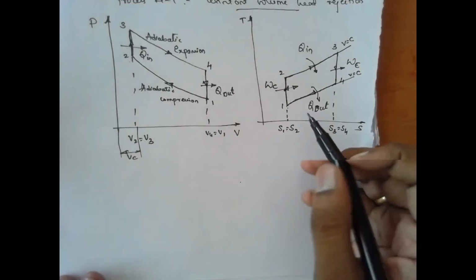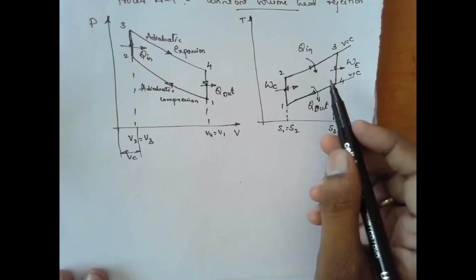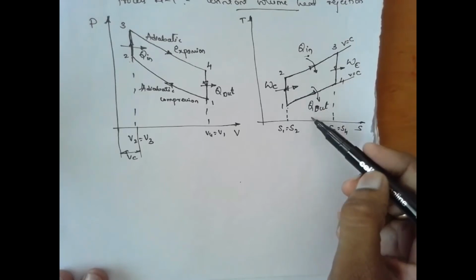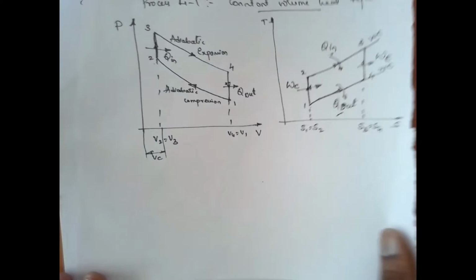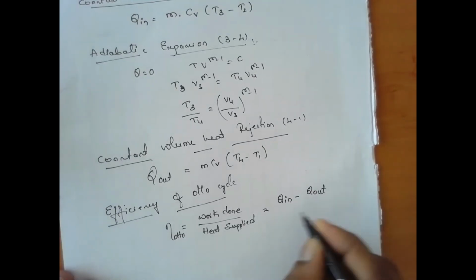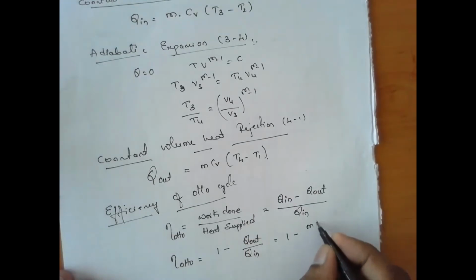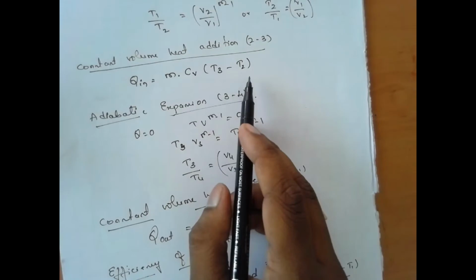Here heat is supplied in constant volume heat addition and rejected in constant volume heat rejection. Work done is the difference of Q in and Q out, which gives the work done in the Otto cycle. So efficiency is Q in minus Q out, divided by Q in, where Q in is heat supplied and Q out is heat rejection. Then you can rewrite the efficiency of the Otto cycle as 1 minus Q out divided by Q in, which is equal to 1 minus mCV (T4 minus T1) over mCV (T3 minus T2).